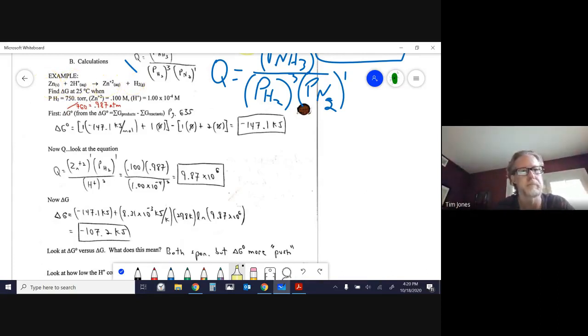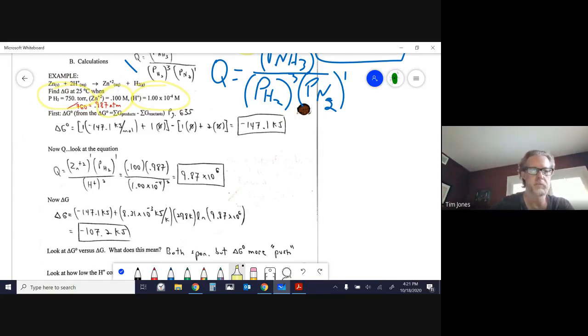But let's make sure. It says find delta G at 25 degrees Celsius. So temperature is normal, but I've changed some of the other conditions. My pressure is 750 torr, which, I mean, that's really close to 760. So that really is not a significant change, but we'll account for it. The concentration of zinc is not 1 molarity, it's 0.1. And the concentration of H plus is really low, it's 10 to the negative 4, as opposed to 1 molarity.